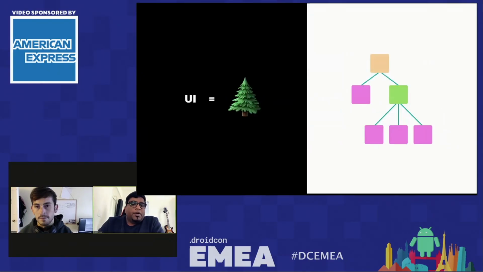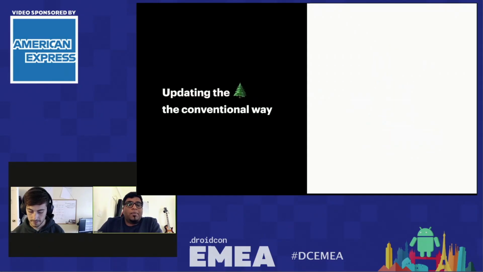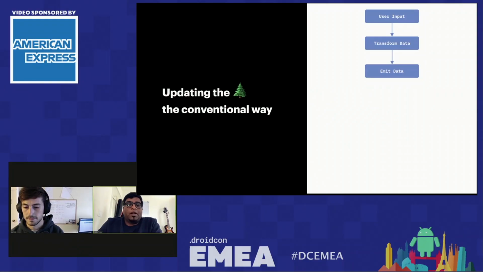So as Joe mentioned earlier, we can think of UIs as trees, with the container as the parent and other views as the nodes of the tree. So if we look at how we update the trees in the conventional way, we have a user input which transforms and emits some data. This is then consumed by the UI. And then through some tree traversal magic, a specific node is updated.